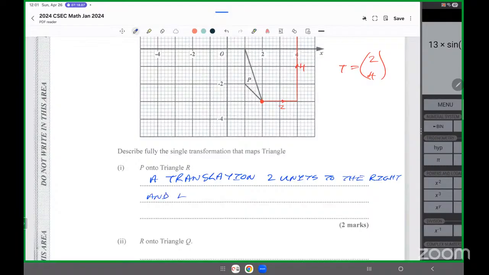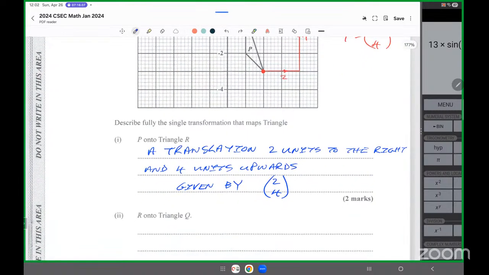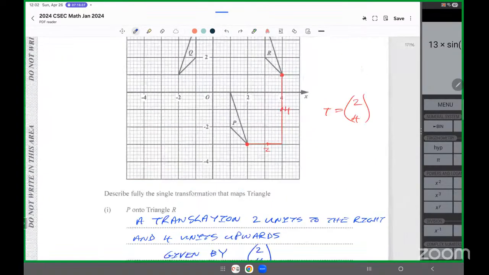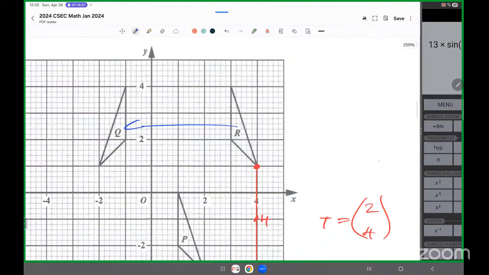And 4 units upwards. I can say it is given by (2, 4). This represents the translation as well. (2, 4) is 2 units to the right, 2 units upwards. Then you want to know you go from R to Q now. R to Q. So from R to Q, this one to this one.